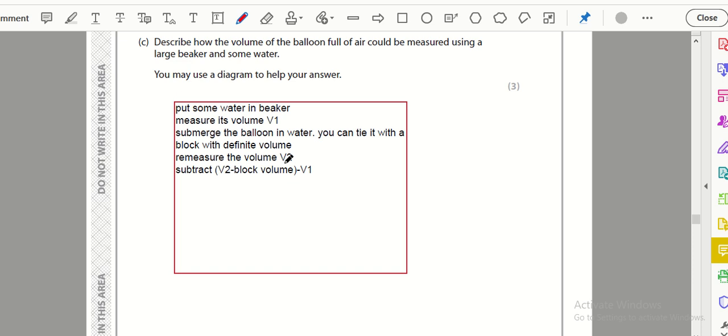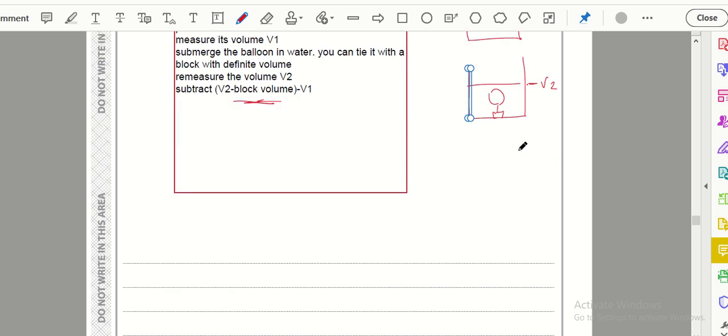Remeasure the volume after submerging the balloon in beaker and name it V2. Subtract block volume that you used to force the balloon to be submerged under the water. So V2 minus block volume, and then minus V1, which is the volume before submerging the balloon.